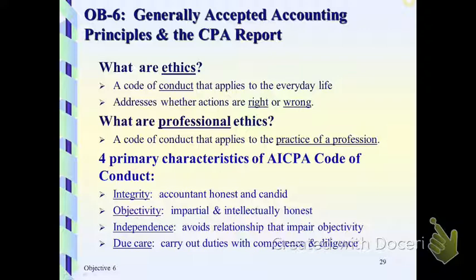And for the CPAs, the AICPA has defined a code of conduct for CPAs, and that code of conduct basically encompasses 4 different areas: integrity, objectivity, independence, and what we call due care. Integrity is just that the accountants operate in an honest and candid fashion. Objectivity is just that they're impartial and intellectually honest. Independence is that they avoid relationships that impair objectivity.